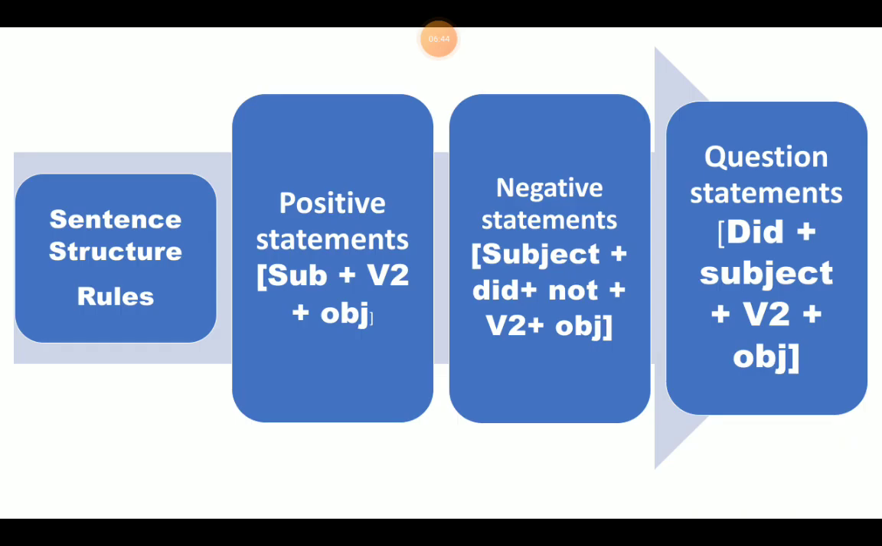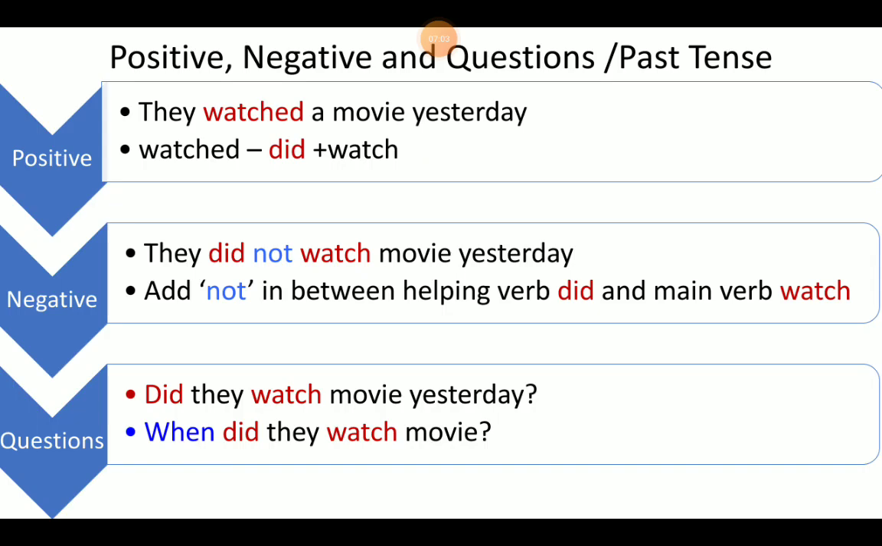Hope you get it. And then sentence structure rules. For a positive sentence, subject plus V2 form, and for a negative sentence, subject plus did plus not plus V2 form, and for questions you have to use did in the beginning of the sentence. Let's see it in detail.